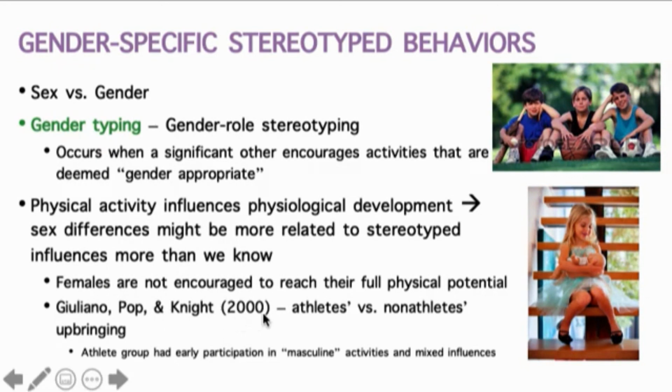There was another study that looked at athletes versus non-athletes' upbringing. Usually athlete groups had early participation in more masculine-deemed activities, and or they had mixed influences. So I think my sister is a good example of an athletic group. She played tennis, basketball, she did track and field. Those were the main ones that she did in high school, but she was an all-season athlete, always engaged in a lot of stuff. And that's because my dad played a lot of ball sports with her growing up and encouraged her to do things that were considered more masculine.